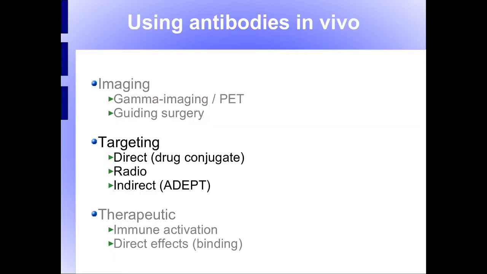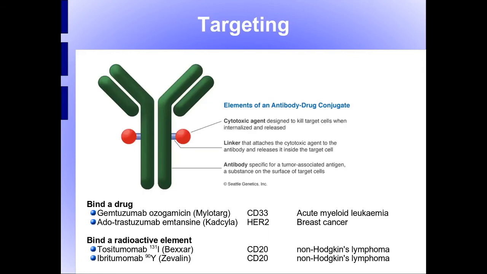Secondly, we can use antibodies for targeting. So that can be direct targeting, drug conjugates, it can be targeting of radioactivity, or it can be indirect targeting using a technique known as ADEPT. So how do we do this? Well, with the direct targeting, we have an antibody that binds to an antigen of interest, again usually on a cancer cell, and we link some sort of cytotoxic agent that will kill cells to that antibody.